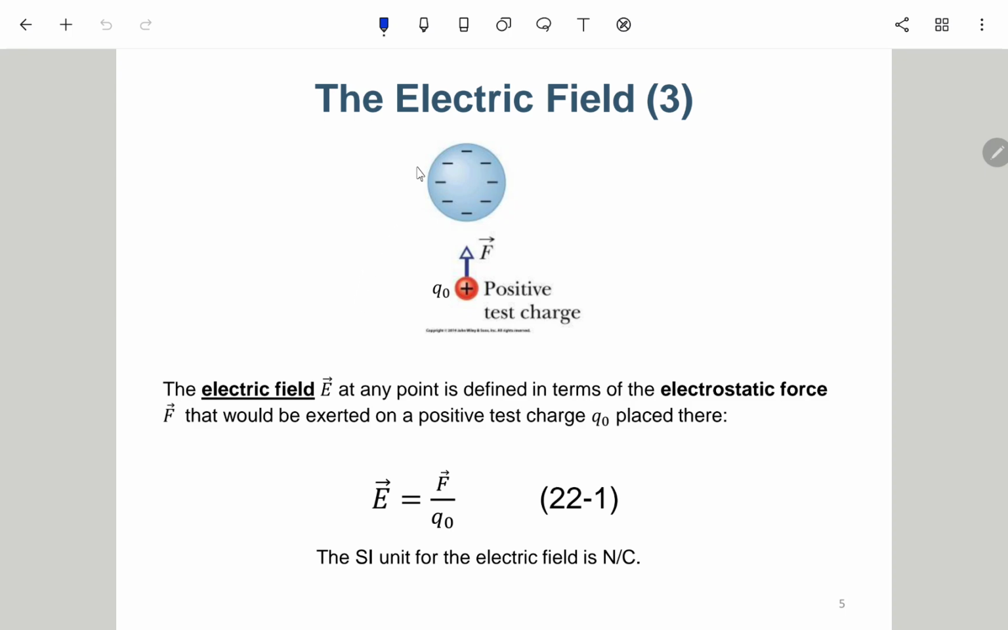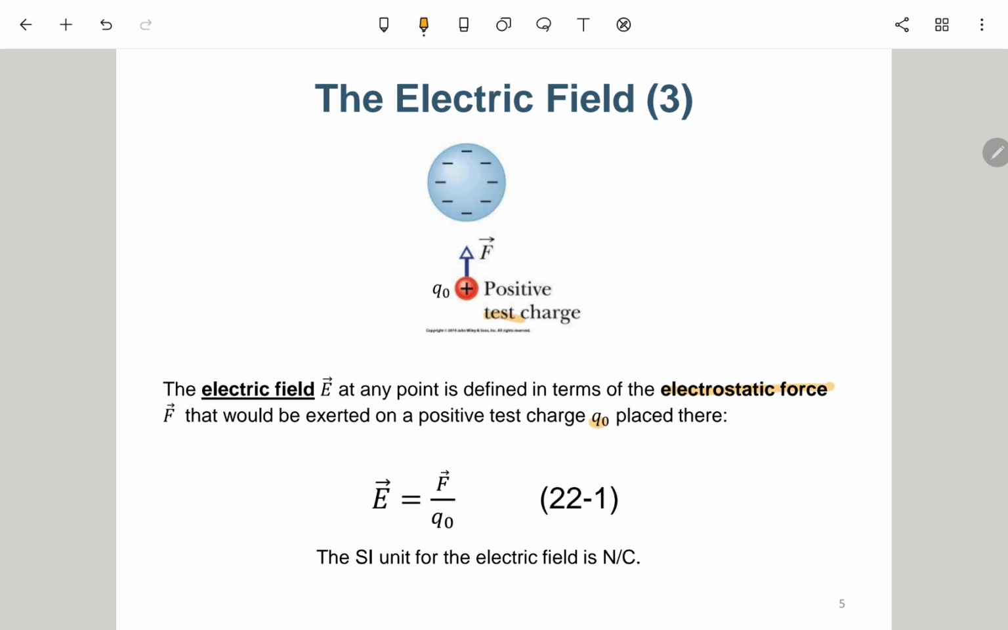Okay, so this page starts to define what an E field is in a mathematical way. It says the electric field E at any point is defined in terms of the electrostatic force. Okay, so this is the definition. It is the electrostatic force, or we can call it Coulomb's force, as we call it in chapter 21, that would be exerted on a positive test charge Q0 placed there. Okay, a positive test charge is just a test charge, used for the definition.